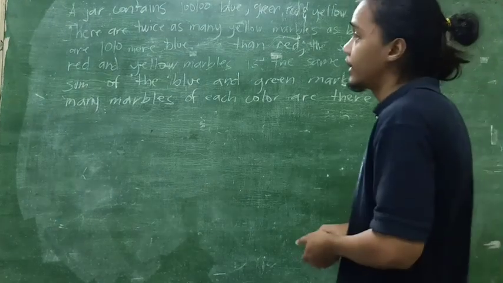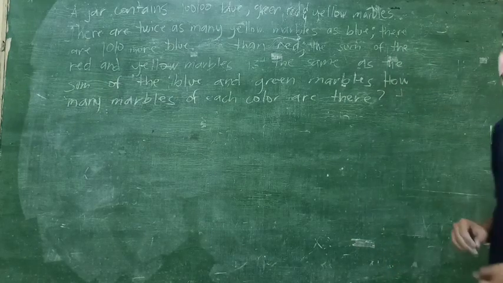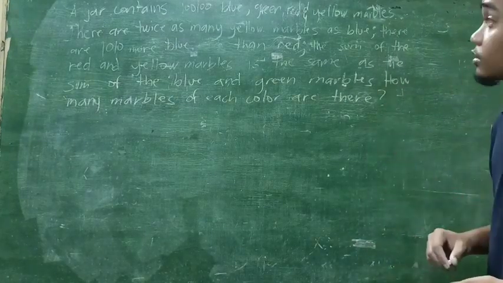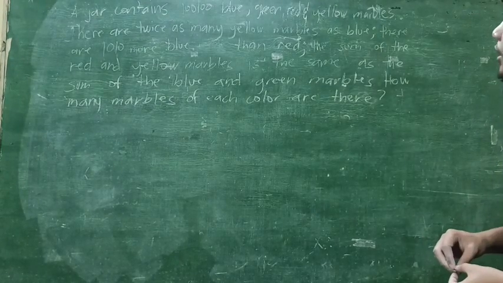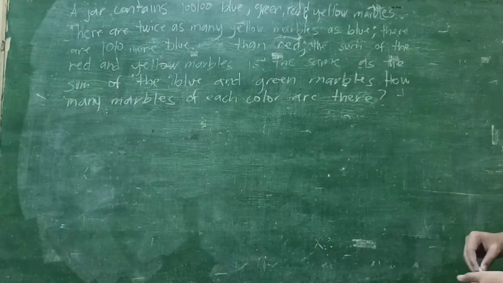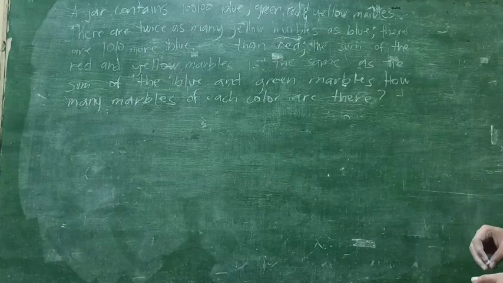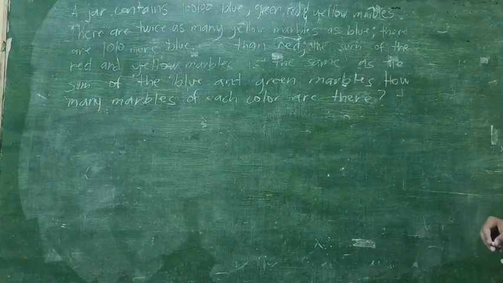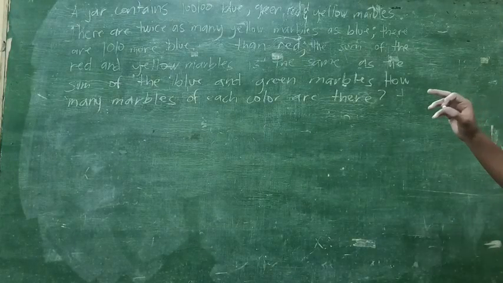Okay, this time we'll be dealing with a word problem. First, let us analyze our problem. A jar contains 100,100 blue, green, red, and yellow marbles. There are twice as many yellow marbles as blue marbles. There are 1,010 more blue marbles than red marbles. The sum of the red and yellow marbles is the same as the sum of the blue and green marbles. How many marbles of each color are there? So we have to solve how many marbles of each color are there.